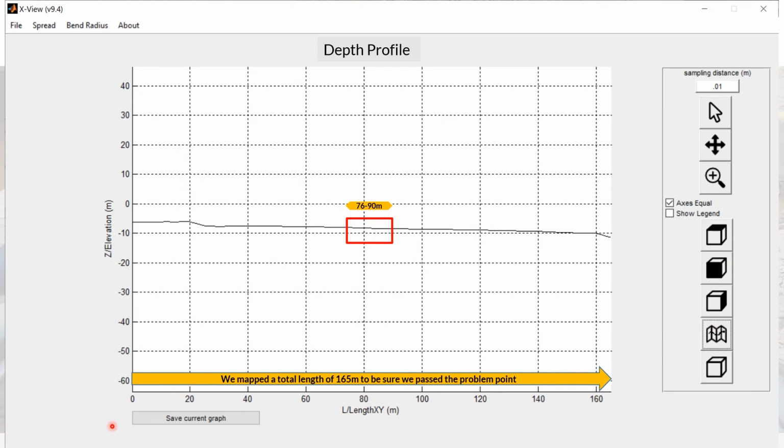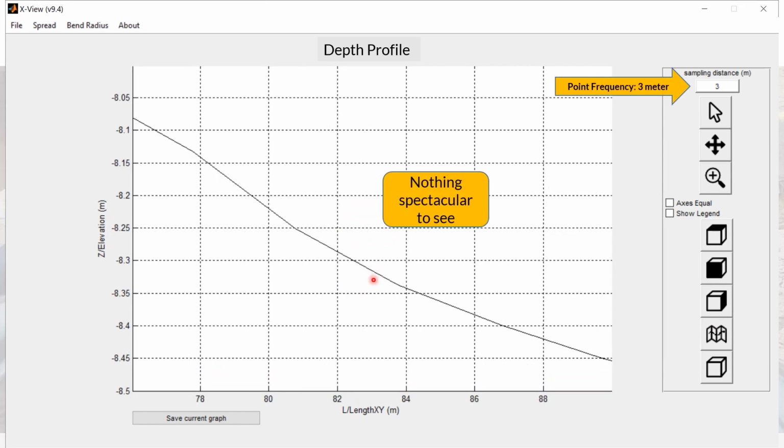So as I said, this is the total depth profile of the 160 meters we ended up measuring. But we are only interested in the 76 to 90 meter from the start area, which is the part that goes under the dike. So let's focus on that. So here we see the profile of that particular section if we use a 3 meter point interval. And I said before that's more or less like the locating intervals that you get.